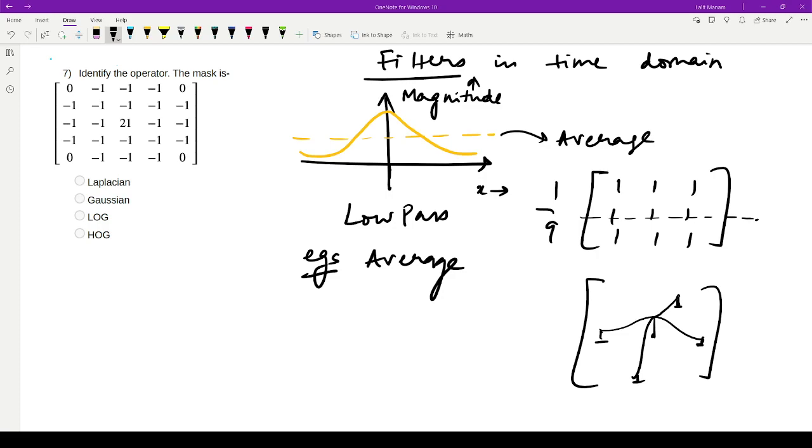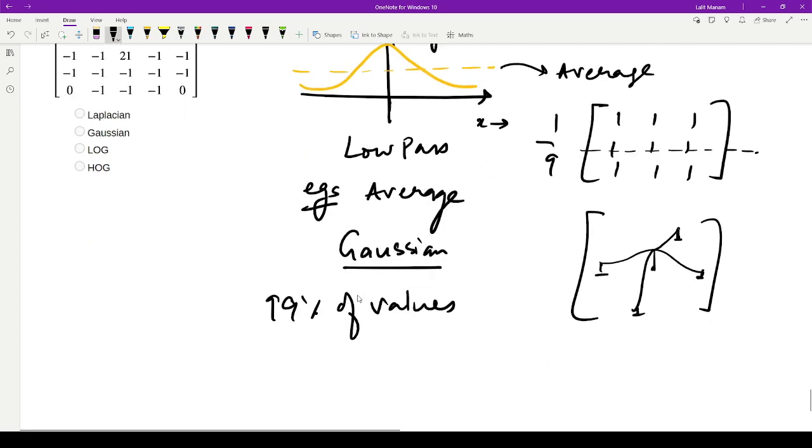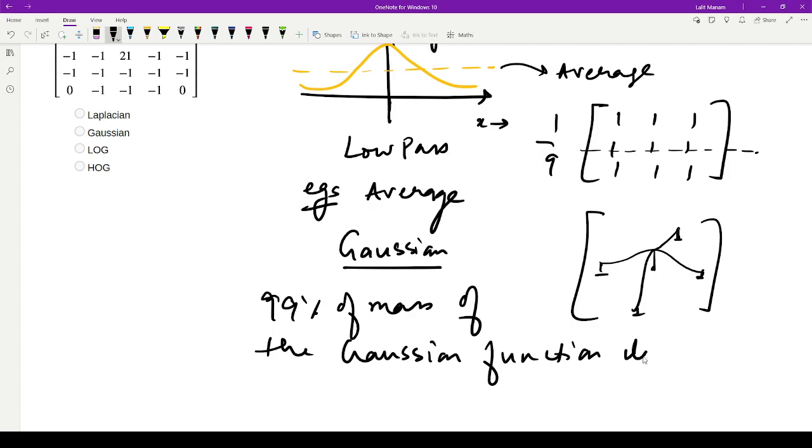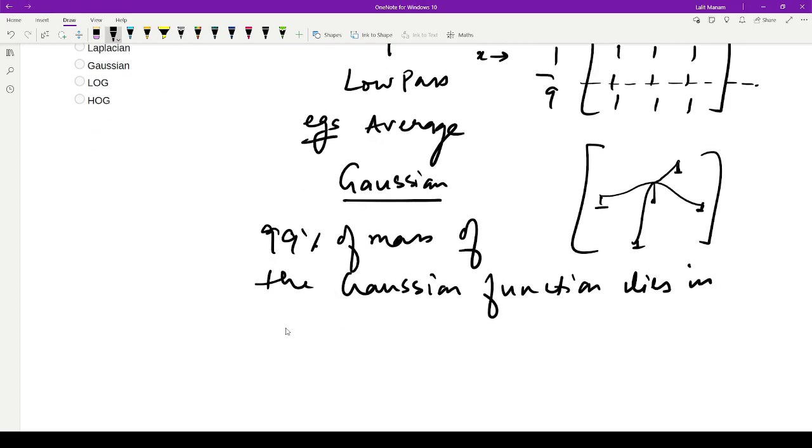No. Does someone remember the property of the Gaussian filter? Or rather, what is the Gaussian function? 99% of the mass of the Gaussian function lies in what? Can someone mute if they're not speaking? Okay. 99% of the mass of the Gaussian function lies within 3 sigma length.